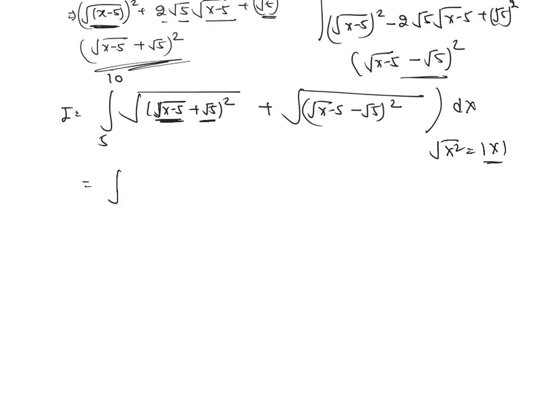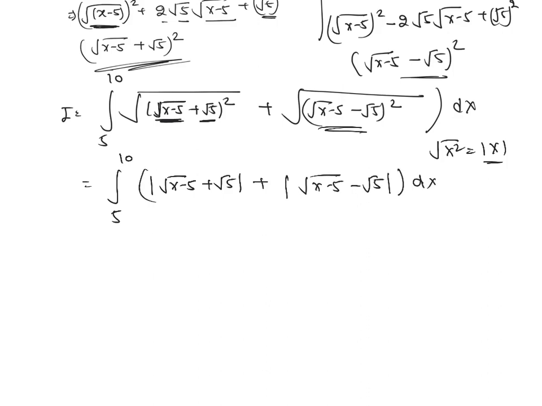This one is 5 to 10. We can add modulus of root over x minus 5 plus root 5, plus this also will take modulus, root over x minus 5 minus root 5, into dx. This inside quantity, the root is positive, this also positive. So this is positive, so we can remove modulus here. So we can write 5 to 10, this is nothing but root over x minus 5 plus root 5. We can talk about this one.